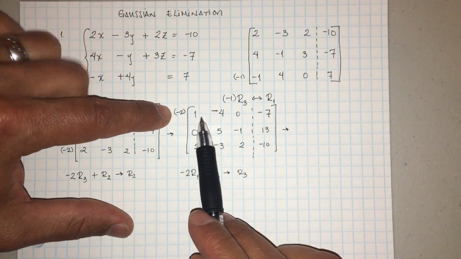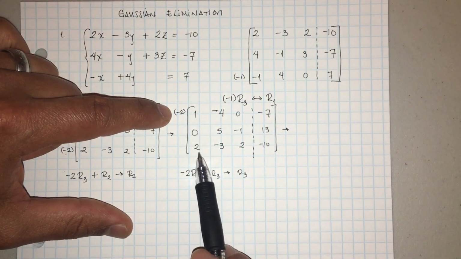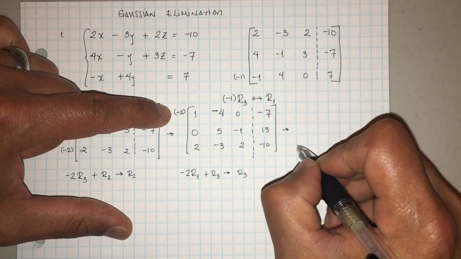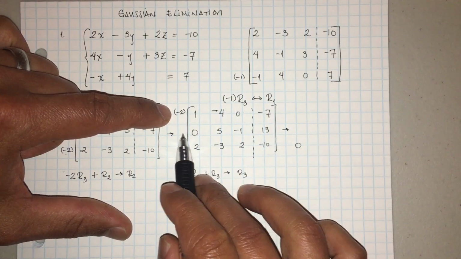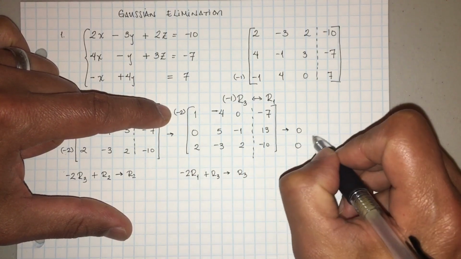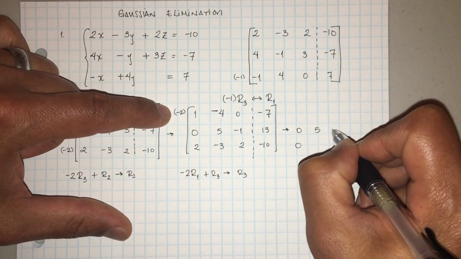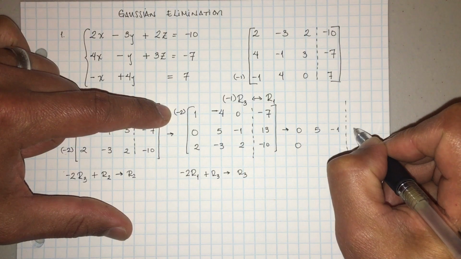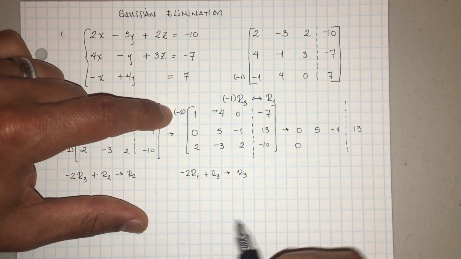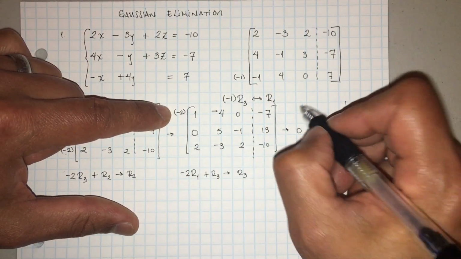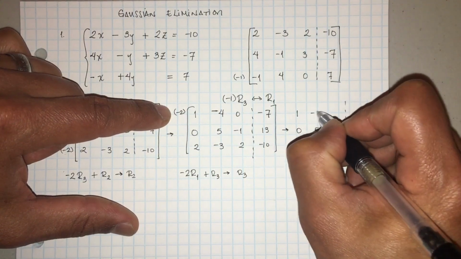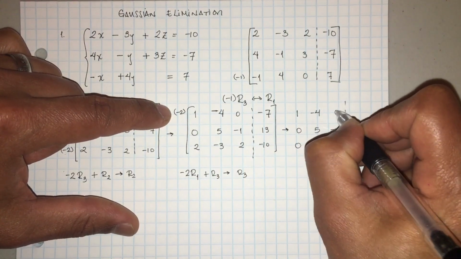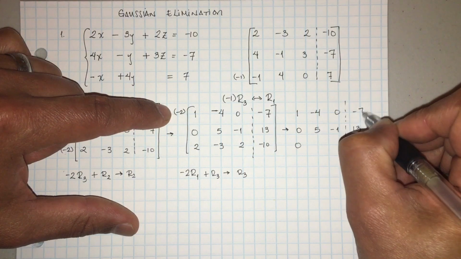Negative 2 times 1 is negative 2. Negative 2 plus the third row plus 2 is 0. So this guy becomes a 0. Notice this guy is going to stay the same. 5, negative 1, okay, and of course 13. All right, so this guy up here is going to stay the same. 1, negative 4, 0, negative 7.